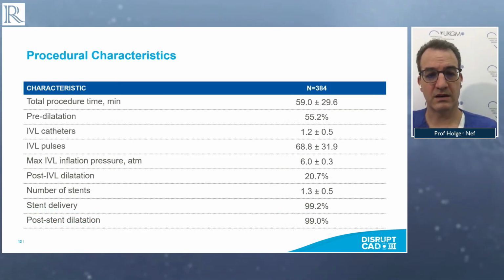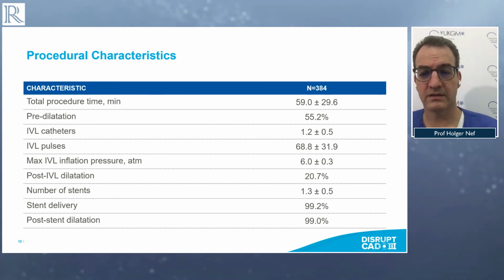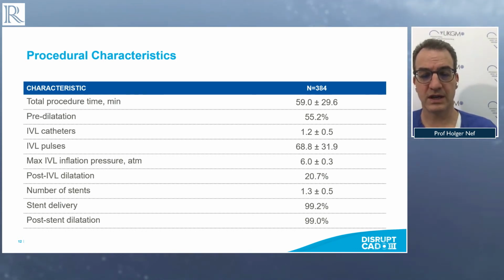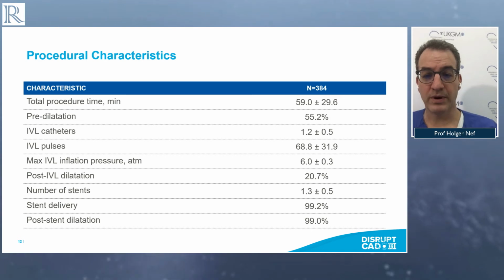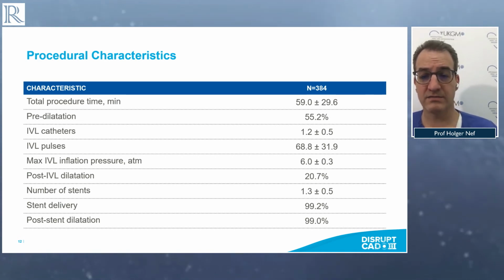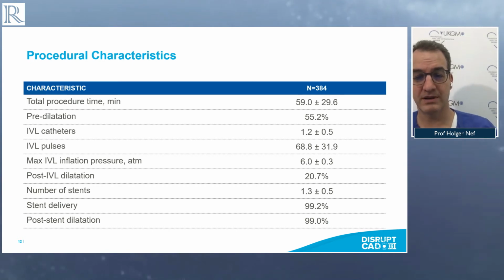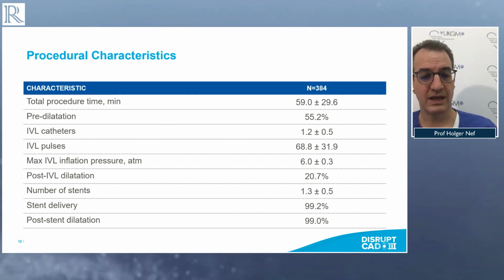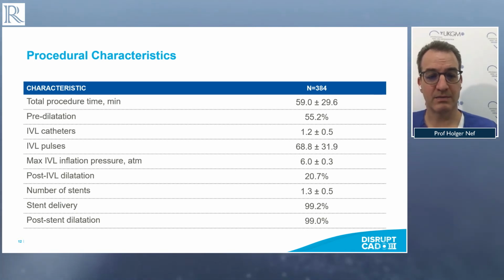So these are the procedural characteristics, showing a total procedure time of 59 minutes. Predilation was necessary in 55%. On average, 1.2 IVL catheters were used with an average of 68 pulses per lesion. Post-IVL dilation was performed in 90%.